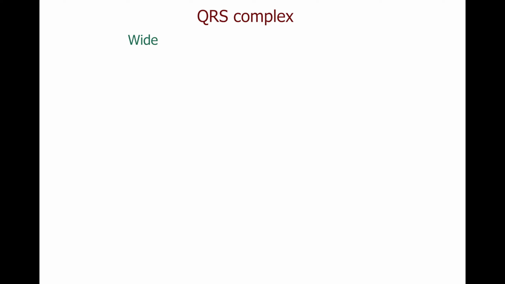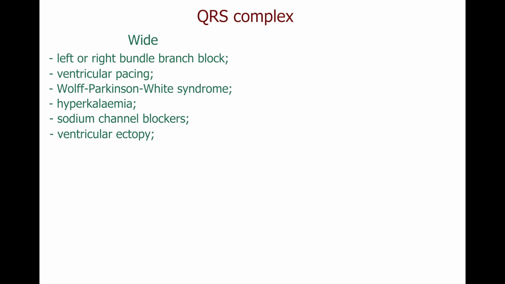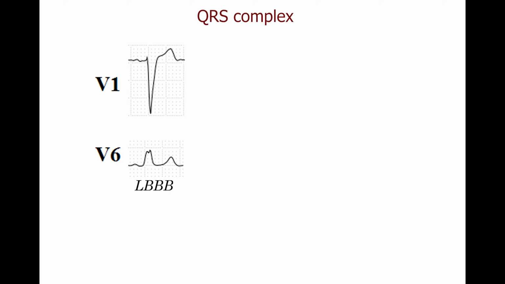The most common causes of wide QRS complexes include left or right bundle branch block, including rate-dependent conduction abnormalities, ventricular pacing, Wolff-Parkinson-White syndrome, hyperkalemia, sodium channel blockers, ventricular ectopy, ventricular extrasystoles, ventricular tachycardia, ventricular escape rhythm or complexes, hypothermia.